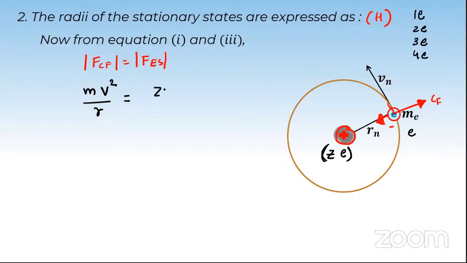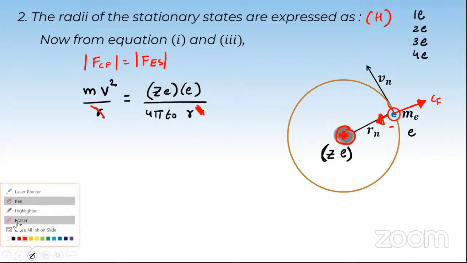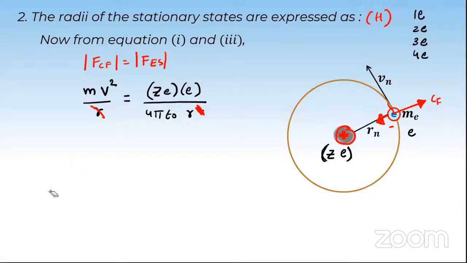So the charge of the nucleus is Ze, the charge of the electron is e, divided by 4 pi epsilon naught r square. So this is a very simple equation. I'm equating the electrostatic force to the centrifugal force. And now what I'm going to do is cancel this r and this r here. Okay, I cancelled. And what I'm left with is the master equation. Remember, this is very important, and we're going to use this equation very much.